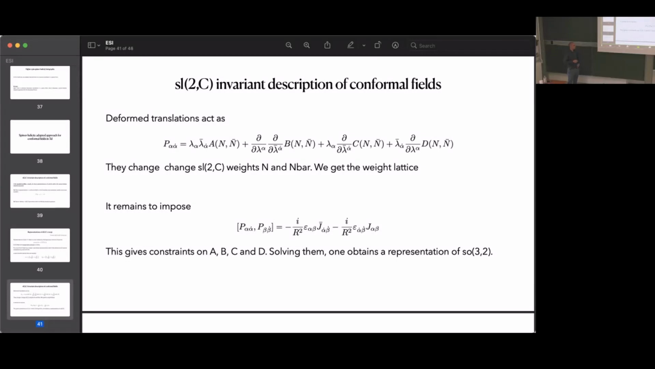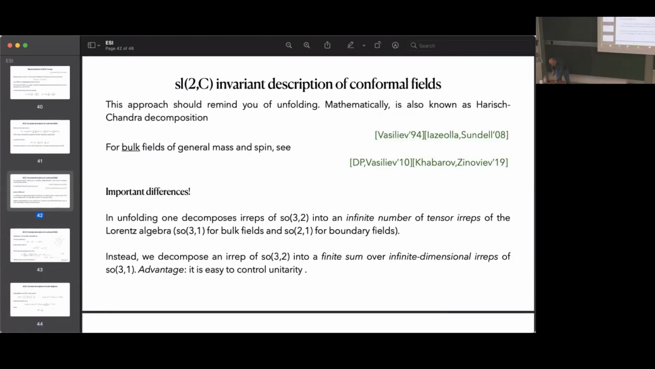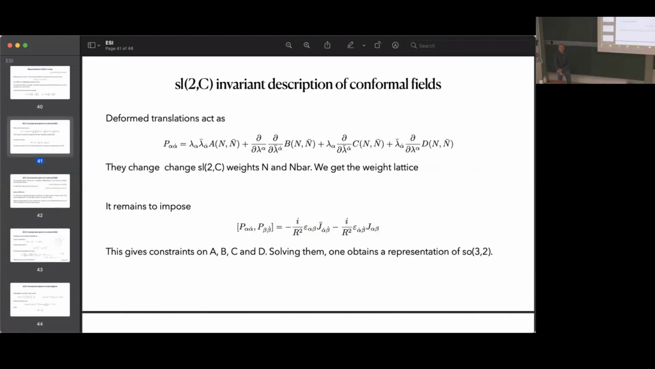And the only thing that remains to fix is that these deformed translations commute appropriately. So we have to impose this commutation relation, and this commutation relation is what fixes for us these functions A, B, C, and D. So we get some constraints and we have to solve this. You can fix all 4 with the commutator, all 4, A, B, C, and D. All 4, yes.